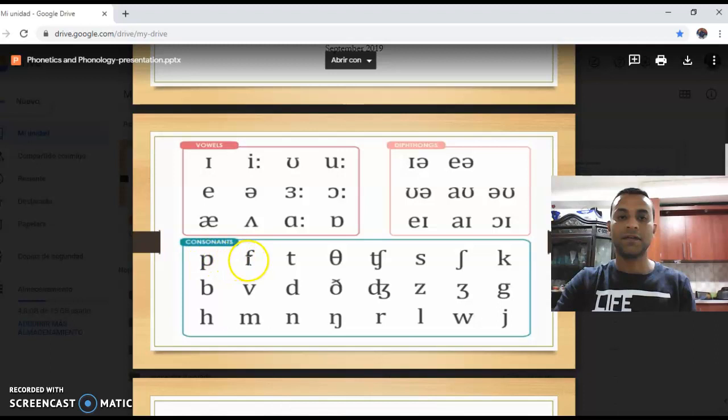Pa, t, ch, z, sh, ka, b, v, da, v, j, z, j, ga, ha, ma, na, n, a, la, wa, j.